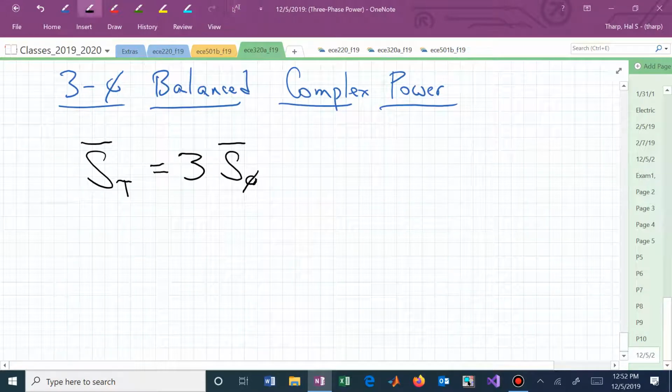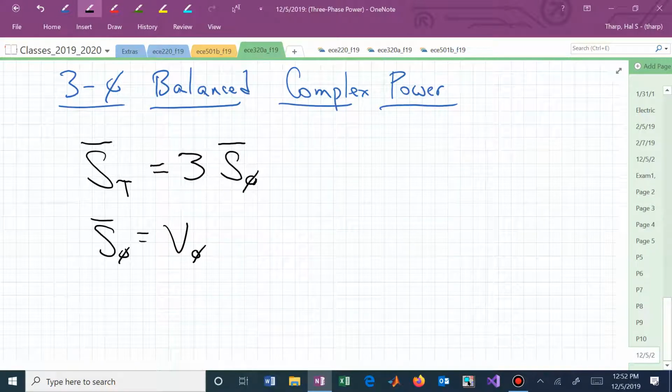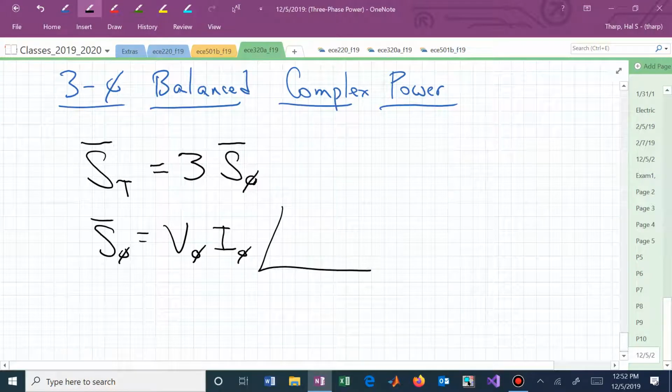And now you could say, oh, I can now express S sub phi. Let me go ahead and just say S sub phi is now the magnitude of my phase voltage, which may or may not be the magnitude of the line voltage, depends on how it's interconnected, times the magnitude of my phase current at an angle of, so now I'm writing this in phasor form, theta sub v minus theta sub I.